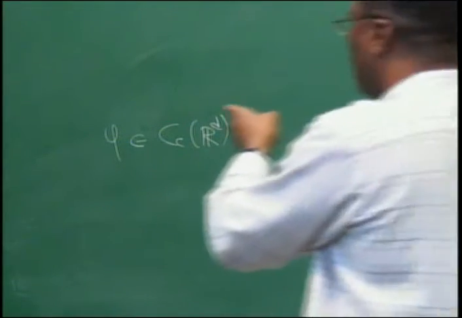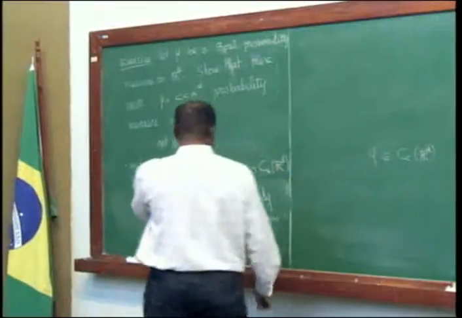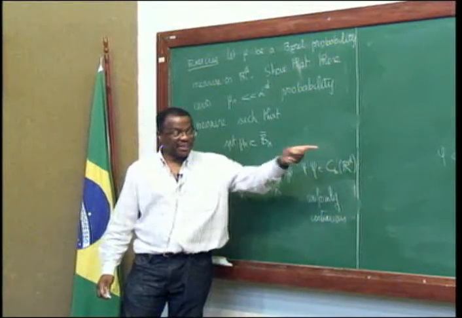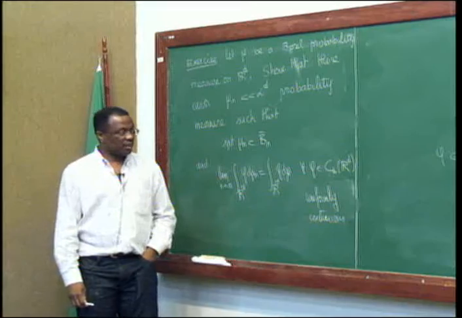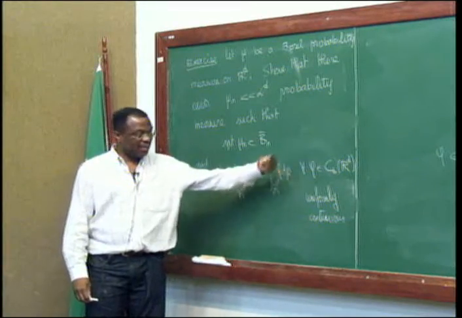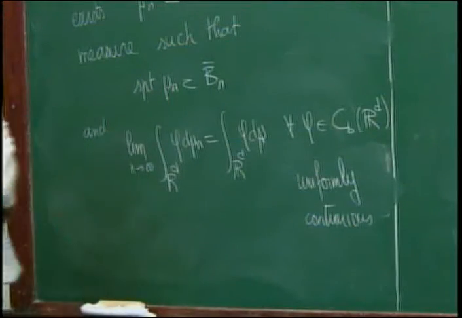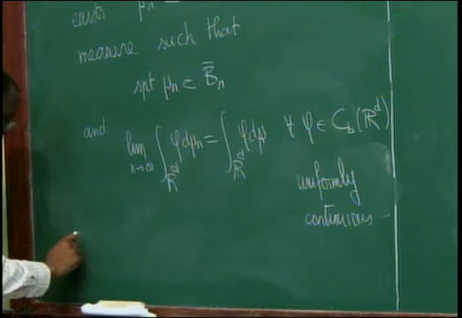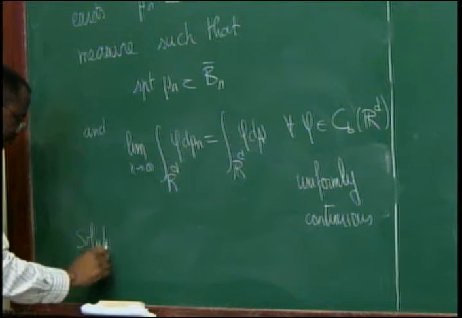So I am saying that I can draw a conclusion which is stronger than having a weak star limit. Weak star limit will take phi to be continuous and of compact support, but I am allowing myself to take functions which may not be of compact support and which are uniformly continuous. You can write an explicit representation of mu_n the following way.